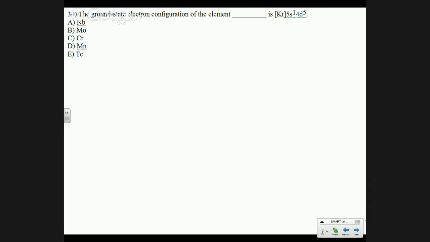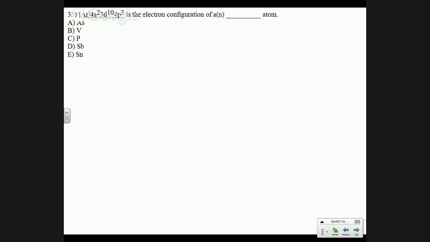34. Ground state electron configuration of the element blank is Kr, bracket, 5s1 4d5. Now the easiest way to do this would probably go, well, I know Kr has 36 electrons plus 6 more equals 42. So you go, all right, what element would have 42 electrons? The element that had 42 protons. Atomic number of 42 would be Mo.